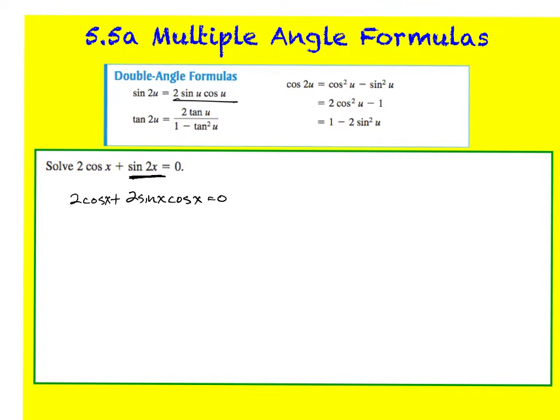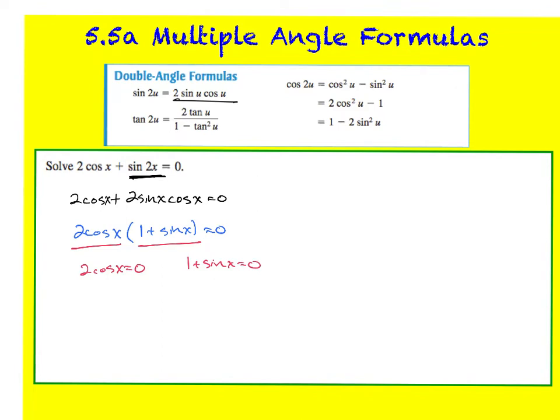And now we're ready to start solving this equation. Well, what could we factor out? We can factor more than just a cosine. We can factor out a 2 cosine x. It's not really going to make too much of a difference. And then what are we left with? 1 plus sine x. And so now we're going to use the zero product property. We're going to set that equal to 0 and that equal to 0. So I set 2 cosine x equal to 0, and I set 1 plus sine x equal to 0.